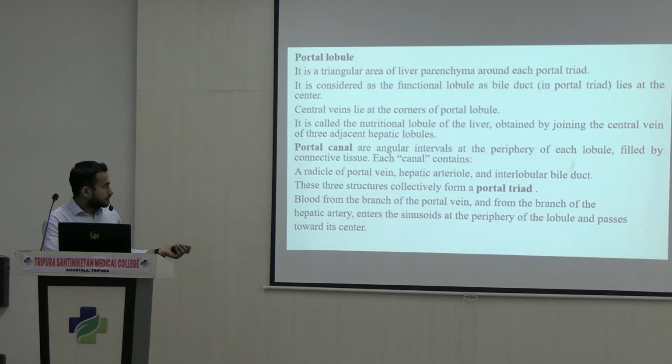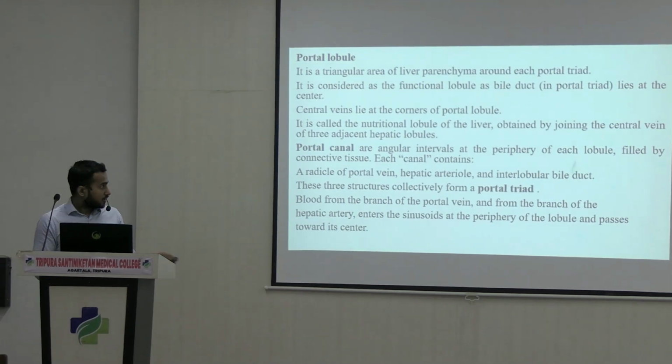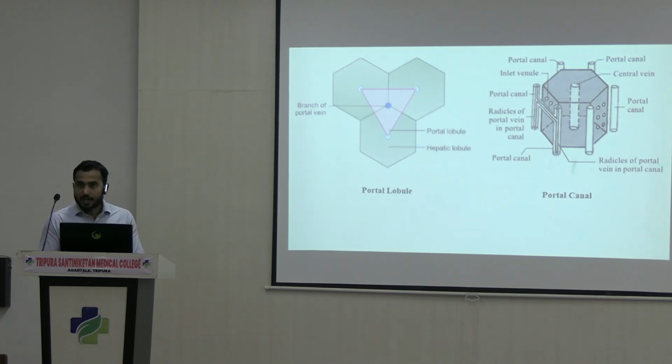Okay. And then it will pass towards the center where the central vein is present, and from the central vein ultimately it will go to the hepatic veins. Okay. Now here you can see the diagram. It is a 3D diagram of the portal canal. Okay. To see, I hope you can see this is a hexagonal shaped classical liver lobule.